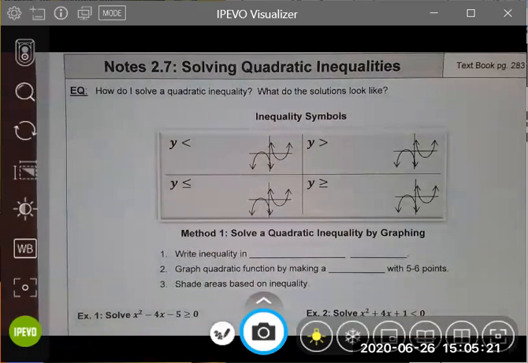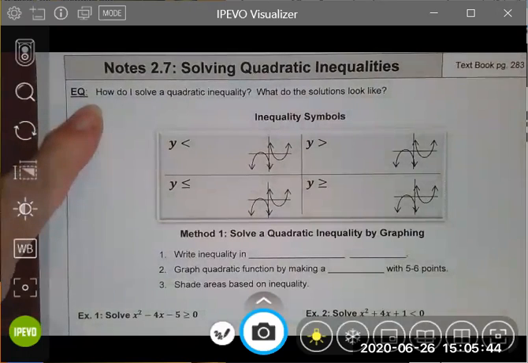Good afternoon. Today we are going to take what we know about solving quadratic equations and what we know about graphing quadratic equations, and we're going to use that knowledge to help us solve quadratic inequalities. For the most part, they work very much like quadratic equations. There are, however, some subtle differences and some extra steps that we have to go through.